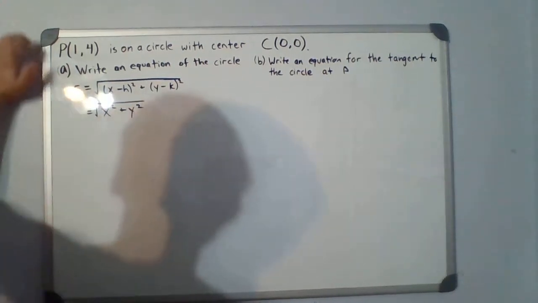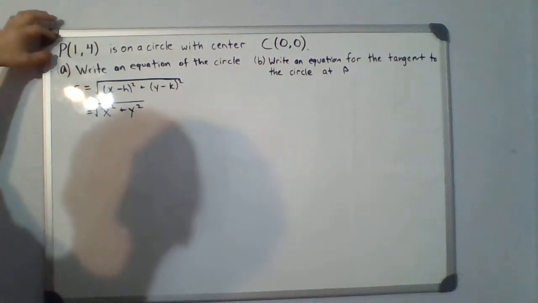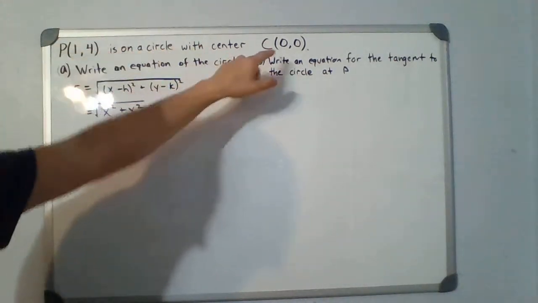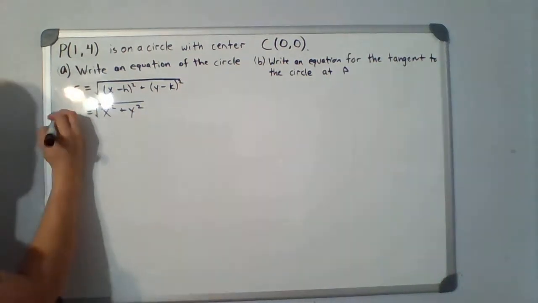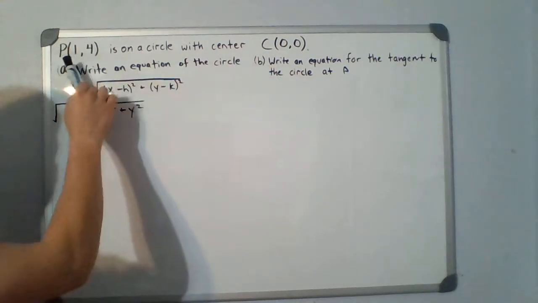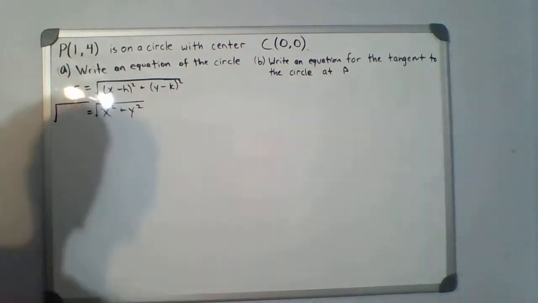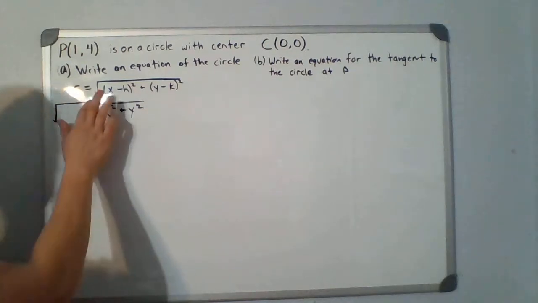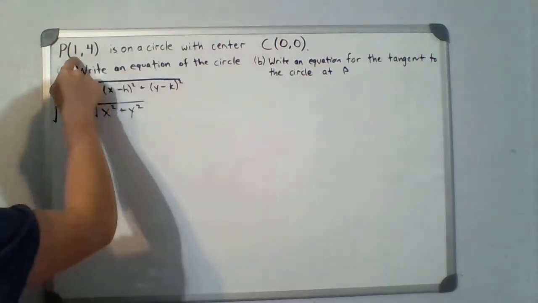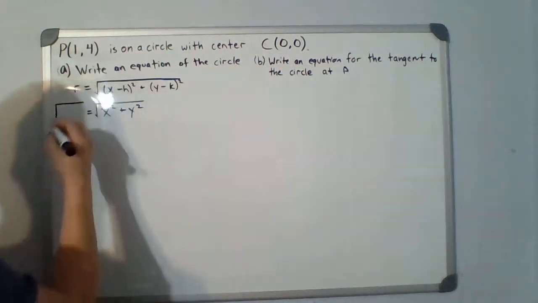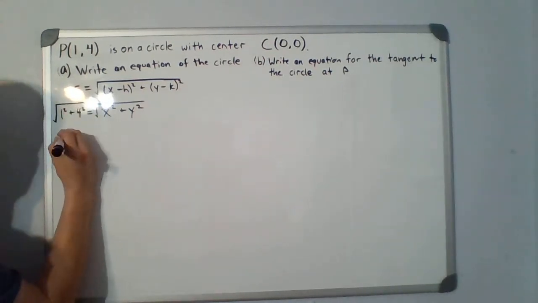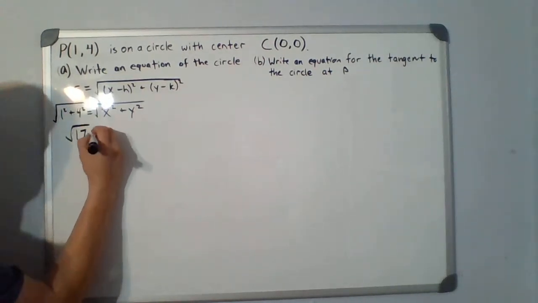Okay, so how do we find out what r is? Well, we can use the distance formula, and we can use these 2 points, the point on the circle and the center of the circle. So the distance formula is going to be the square root of the horizontal displacement squared plus the vertical displacement squared, or it's another way of seeing the Pythagorean theorem. So here we have a horizontal displacement from the origin to this point of 1 and a vertical displacement of 4, so it's going to be the square root of 1 squared plus 4 squared, or the square root of 17.